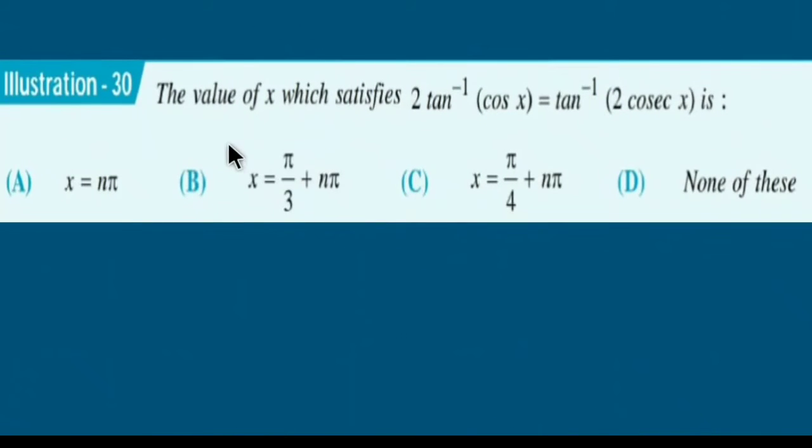Next question. The value of x which satisfies 2 tan inverse cos x is equal to tan inverse 2 cosec x is: x equal to n pi, x equal to pi by 3 plus n pi, x equal to pi by 4 plus n pi, and none of these. You can once again pause it and try yourself, and you have to use your trigonometric equation concept, or general trigonometric equation. So let's have a solution.